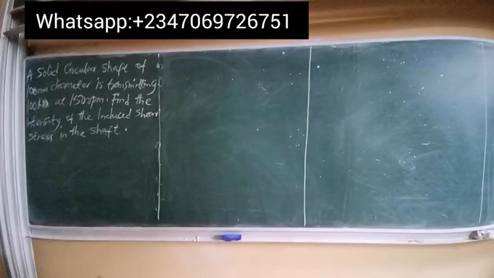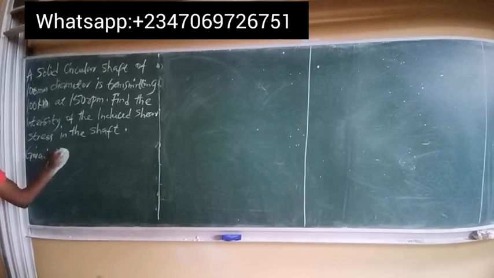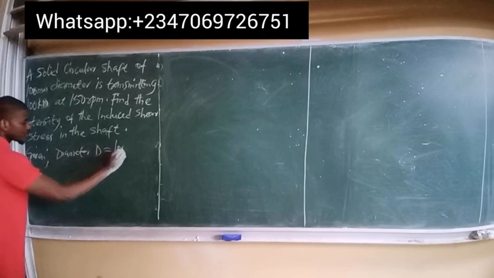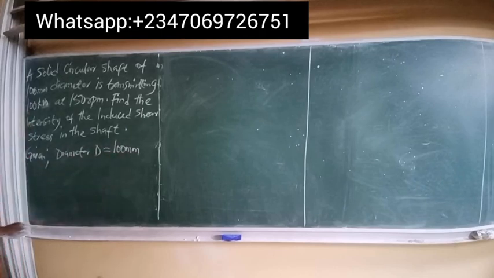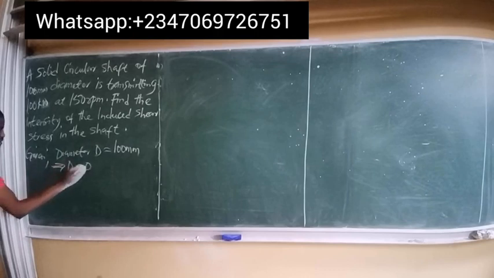Okay, so recall. Let's get down the given parameters. We were given that the diameter is 100 millimeter. So diameter D is actually 100 millimeter. We can always convert this to meters simply by dividing through by 1000. And if we do that, we simply obtain that D is actually 0.1 in meters.